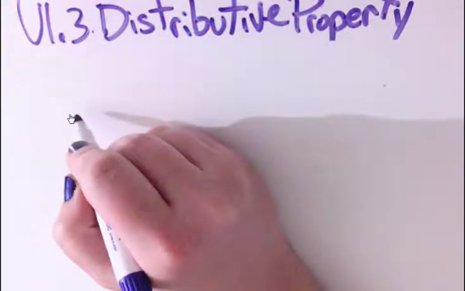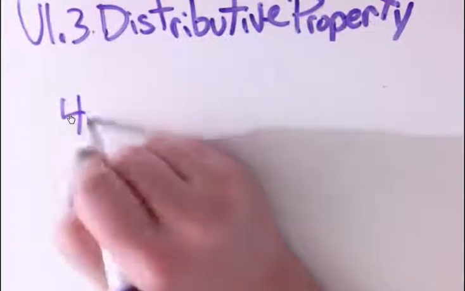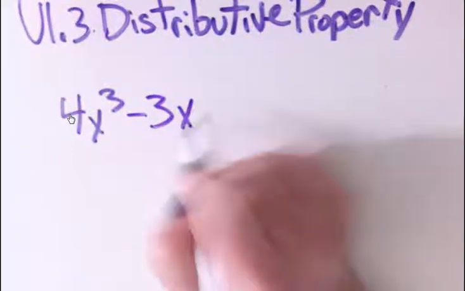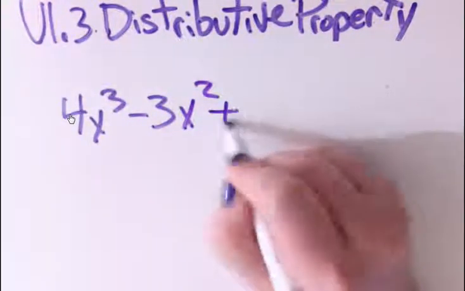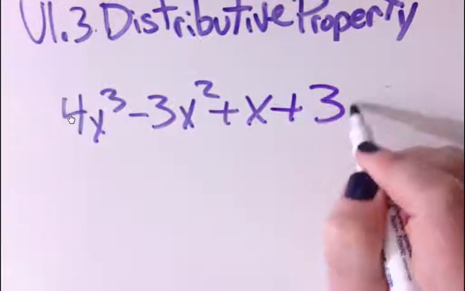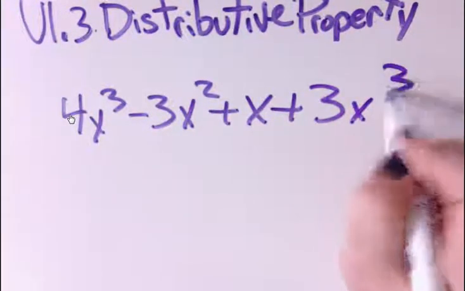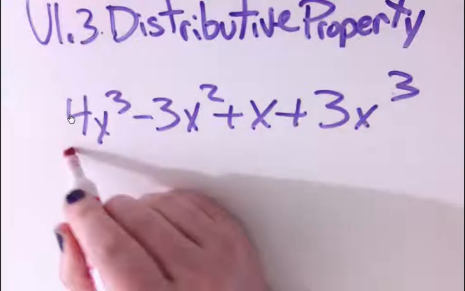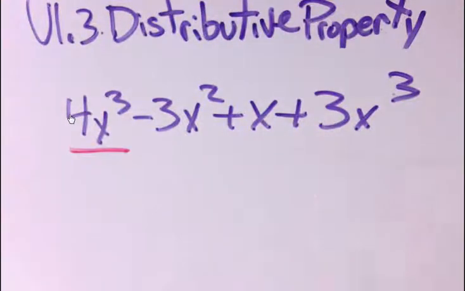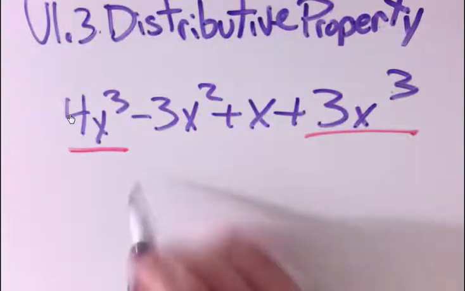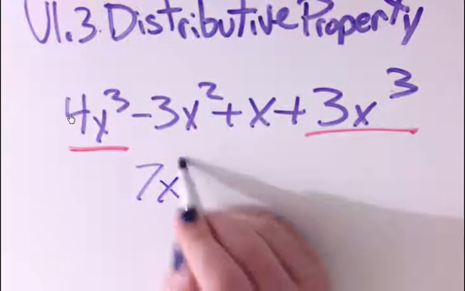Alright, so let's look through another simplifying one. So I have 4x cubed minus 3x squared plus x plus 3x cubed. So the first one we're going to do is identify the like terms. So we have 4x cubed and 3x cubed. So we can just add those together and get 7x cubed.